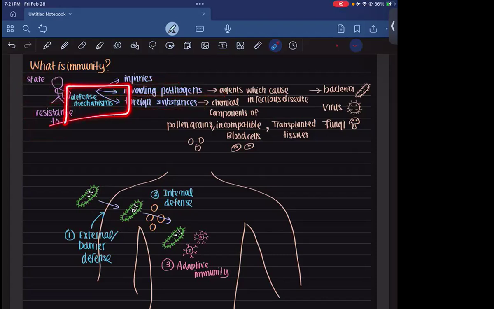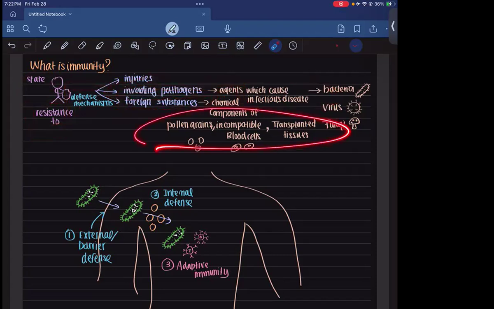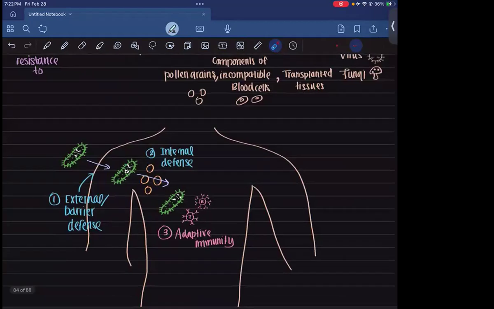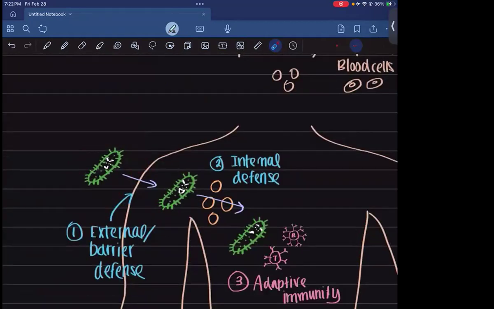Let's move on. First of all, let's say you have a bacteria trying to enter your body. First there will be an external barrier. Your skin or your outer covering is going to act as the external barrier, and it will try to prevent the bacteria from entering as much as possible. The external barrier defenses have many mechanisms to prevent the entry of bacteria. But this bacteria is really smart, so somehow it enters.